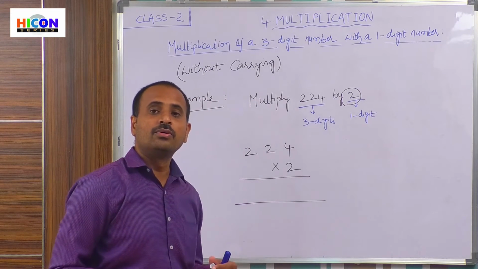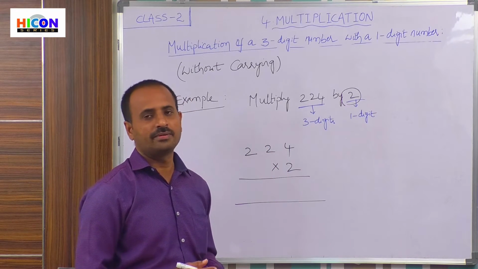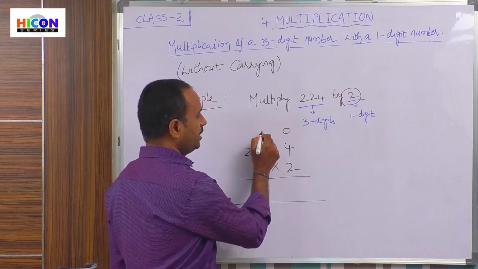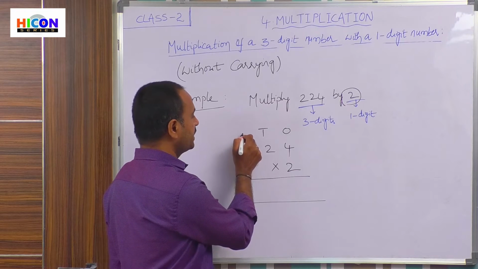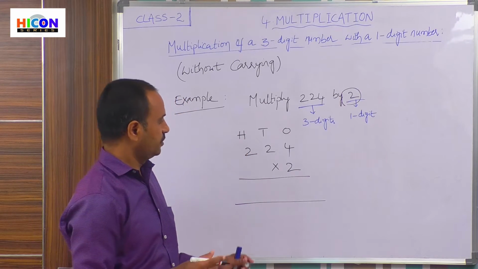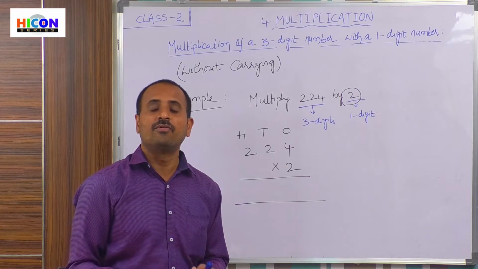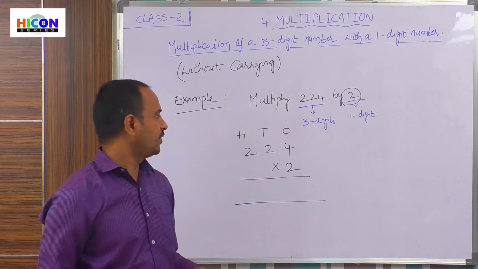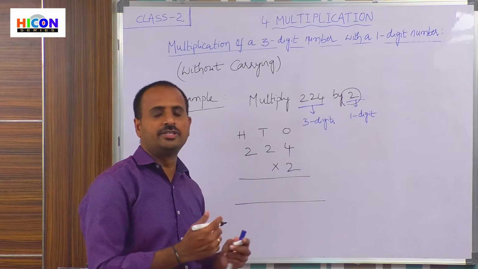So children, now write the places above each digit in the 3-digit number. Here 4 is present in ones place, 2 is present in tens place, and again 2 is present in hundreds place. So this is the process of how to write the numbers one below the other while doing multiplication.